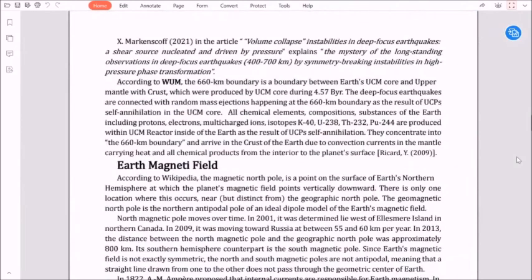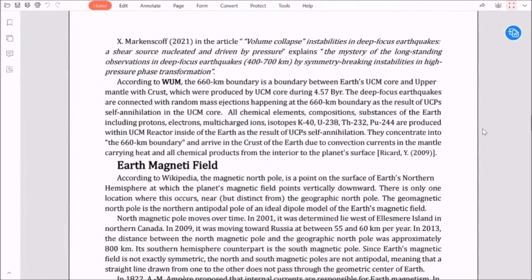Mark and Skoff, in the article Volume Collapse Instabilities in Deep Focus Earthquakes, a shear source nucleated and driven by pressure, explain the mystery of the long-standing observations in deep focus earthquakes at 400-700 kilometers by symmetry breaking instabilities in high pressure phase transformation. According to Wurm, the 660 kilometers boundary is a boundary between Earth's UC matter core and upper mantle with crust, which were produced by the UC matter core during 4.57 billion years.